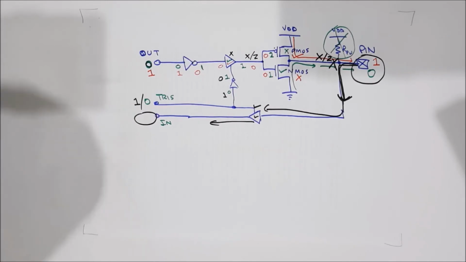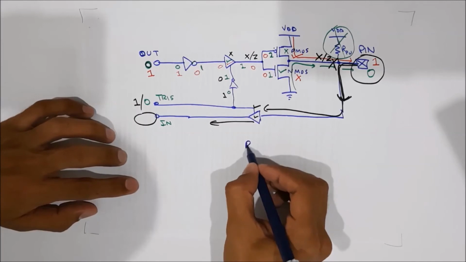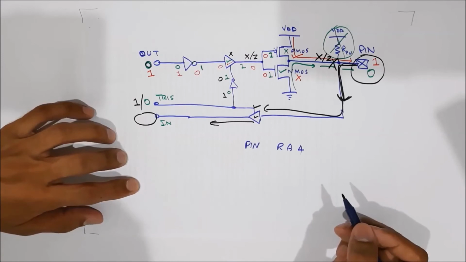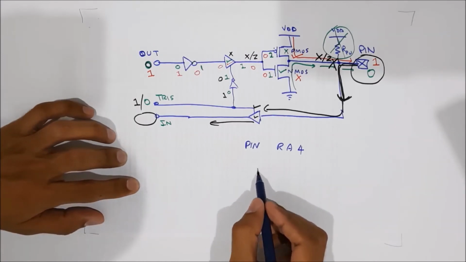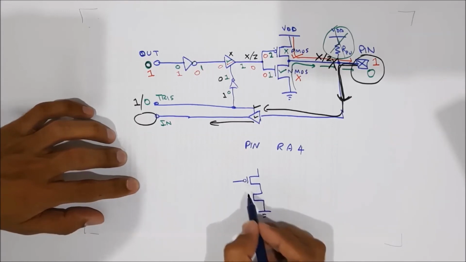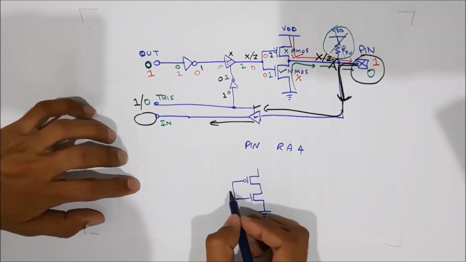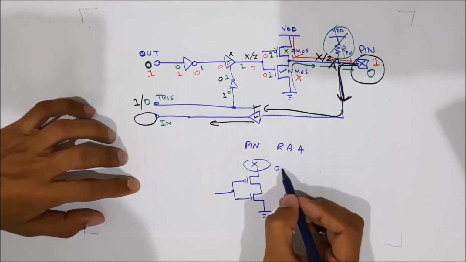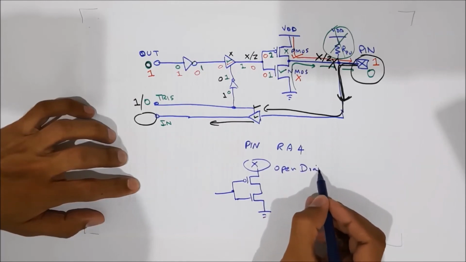What is the purpose of telling this at this point is there are some exceptions in the hardware architecture of the PIC microcontroller, and one of the exceptions is the pin RA4. In the pin RA4, your complementary pair is there, but it is connected like this. So no VDD is connected here. It is an open drain connection.